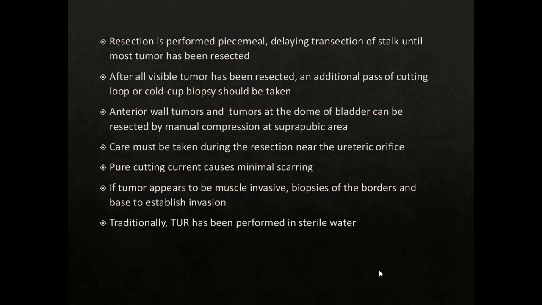Resection is performed piecemeal, delaying transection of the stalk until most tumor has been resected. After all visible tumor has been resected, an additional pass of the cutting loop or cold cup biopsy should be taken. Anterior wall tumors and tumors at the dome of the bladder can be resected by manual compression at the suprapubic area because these are the areas which are difficult to reach.